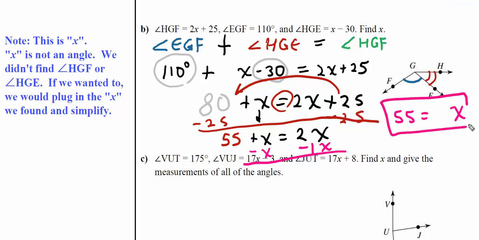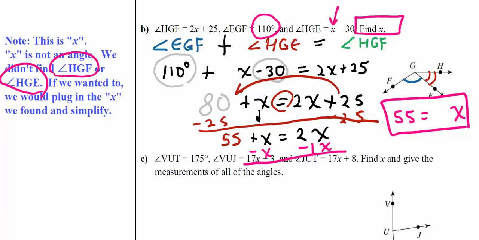Now, please be aware, this problem asked us to find x. It didn't tell us to give the angles, the measurements of the angle. So we did not find the angle measurements. All we know so far is that EGF is 110 degrees. None of these other angles is 55 degrees. We found x, not the angles. So if we wanted to find the angles, it would have been HGF and HGE. Okay, you could find the angles if you want by taking this 55, plugging it into here, and plugging it into here. We will do that on the next problem.